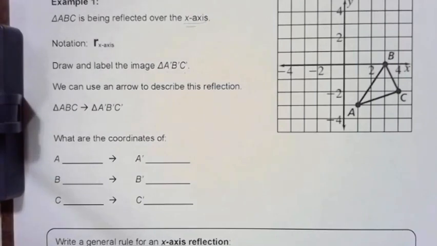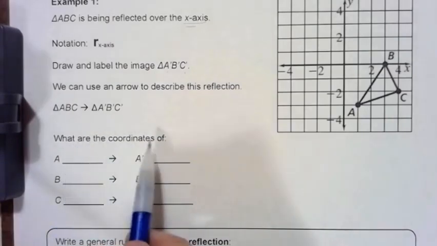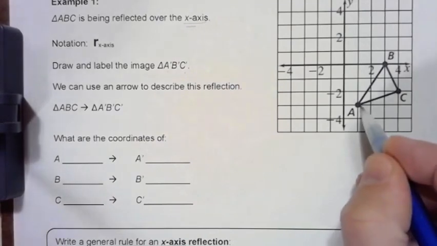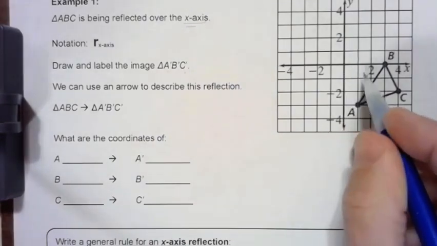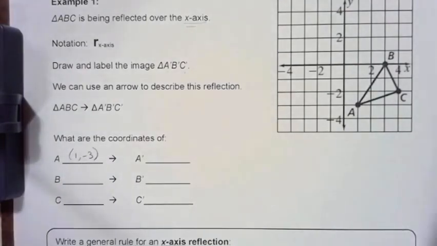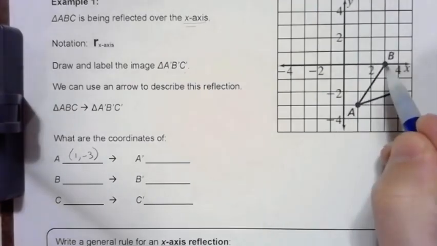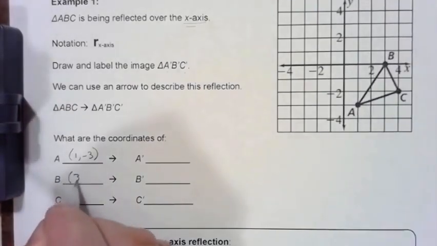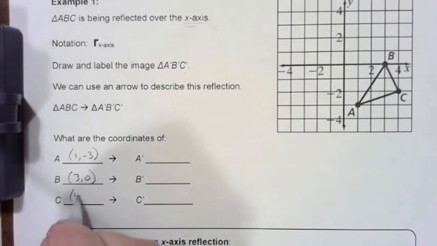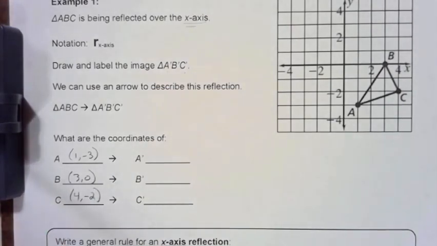Let's first start out with the coordinates of triangle ABC. Point A is found right here, so that's 1 to the right and then 3 down, so 1 comma negative 3. Point B is 3 units to the right of the origin, which is at 3 comma 0. And point C, from the origin, we go to the right 4 and down 2, so that's 4 comma negative 2. Those are the coordinates of our pre-image ABC.